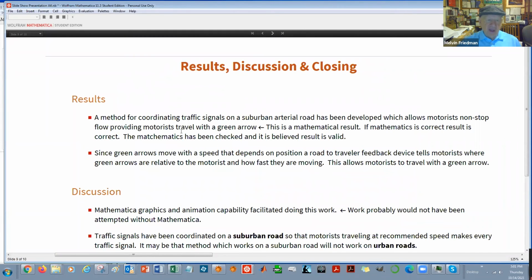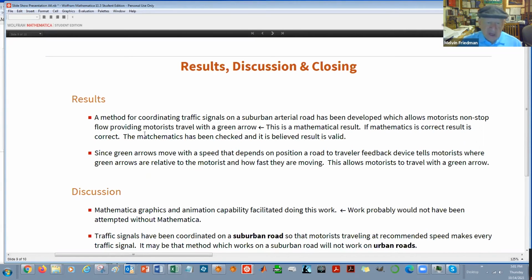First, I'll just say the main result. What I've done is I found a method for coordinating traffic signals on suburban arterial roads such that the motorists who go with the recommended speed make every traffic signal. And this is a mathematical result. So if the mathematics is correct, the result is correct. I've checked the mathematics and I believe the result is valid.